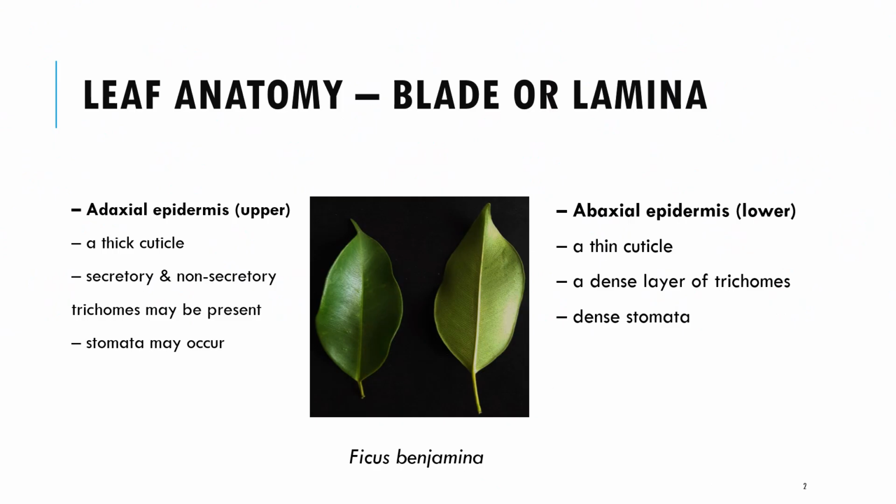Most plants have a adaxial leaf surface, or upper leaf surface. Normally, there is cuticle, secretory and non-secretory trichomes may be present, and stomata may occur. And the other one is the abaxial epidermis, or lower leaf surface, which has a thin cuticle, a dense layer of trichomes, and stomata.